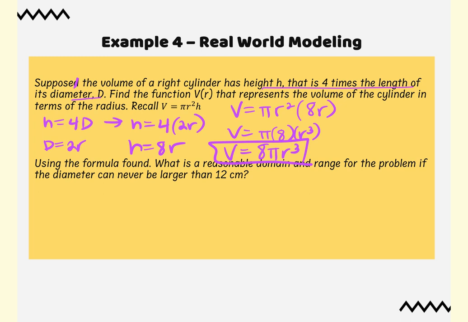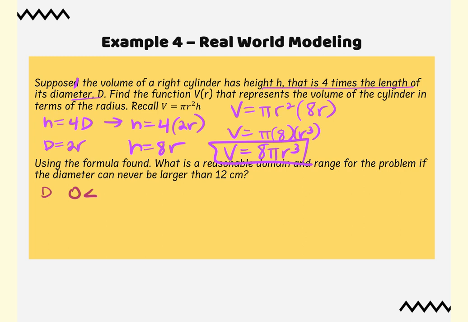Then it says use the formula found. What's the reasonable domain and range for the problem if the diameter can never be larger than 12? So first, what's going to be a restriction on the domain if this is a real world volume? Can it be 0? No, it has to be bigger than 0 this time, right? Which means parentheses, or the less than without the less than or equal to.